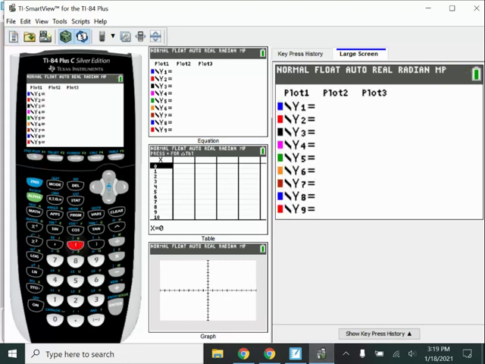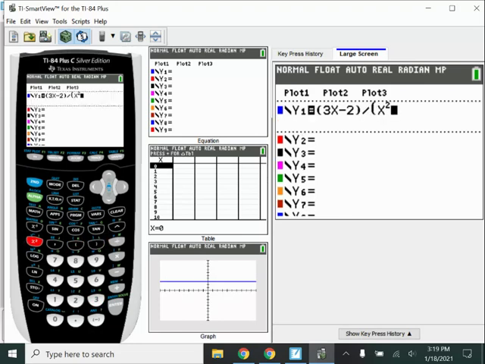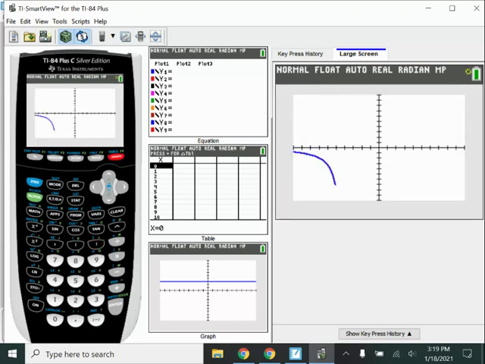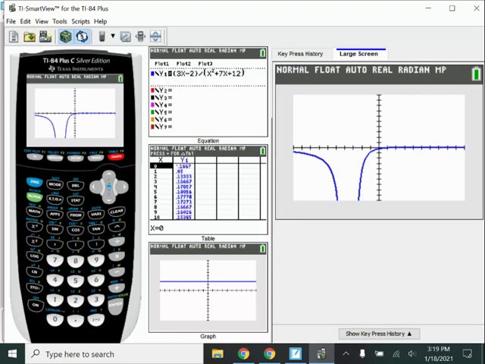I do need to put the top and the bottom in parentheses. So I have 3x minus 2 divided by, on the bottom, x squared plus 7x plus 12. And you can see if we take a look at that graph, it actually looks like there's a big gap in between my negative 3 and negative 4.